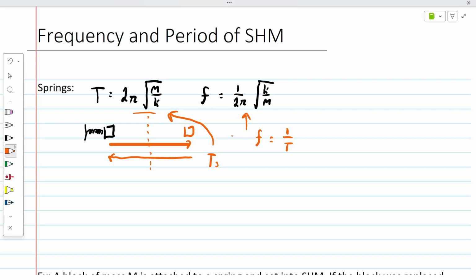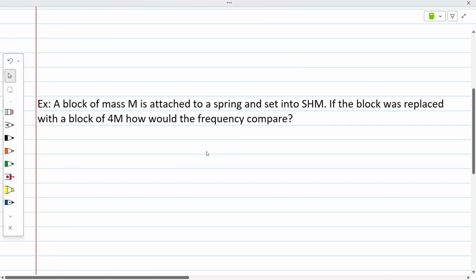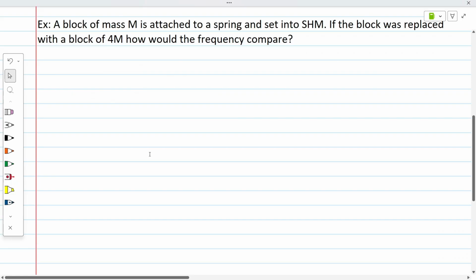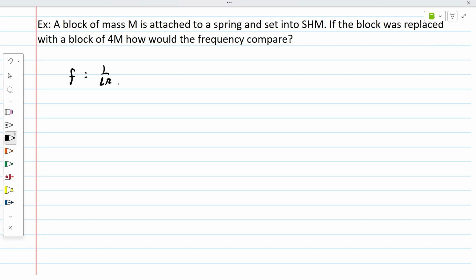Okay, so let's do a quick example on using this formula. We have a block of mass m attached to a spring and set into simple harmonic motion. If the block was replaced with a block of 4m, how would the frequencies compare? Okay, so we know the frequency equals 1 over 2 pi square root of k over m, and we define the new mass as big M.